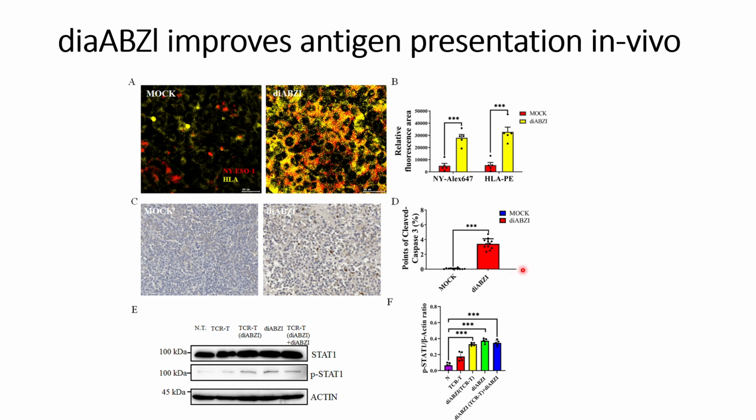So I hope you understood how they made the point that this STING agonist DiaBZl will cause apoptosis in the tumor cells. If you want to understand more about their experiments in detail, you can go through how they quantified this immunofluorescence image using ImageJ. You can go through the reference that has been provided in the description.